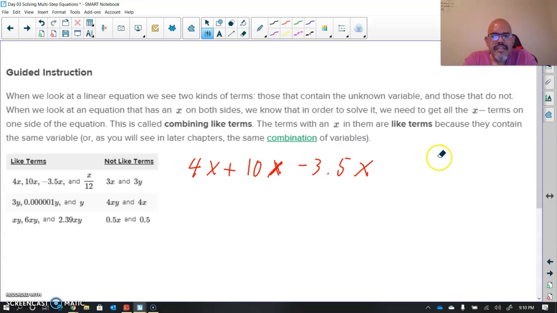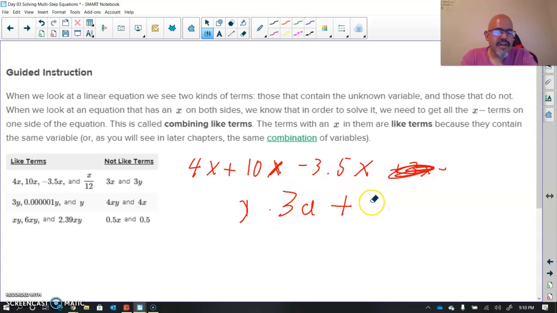Now, something that has unlike terms would be like 3 times a plus 3x plus 3y. These are unlike terms because they all have different variables, so we can't just add them together.